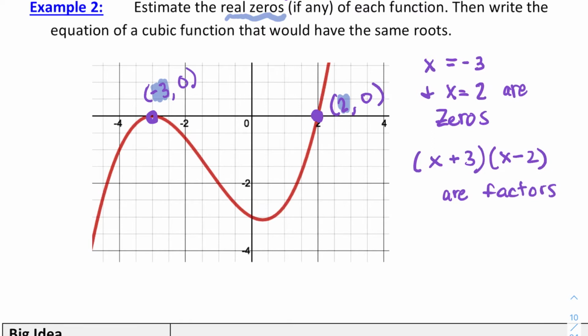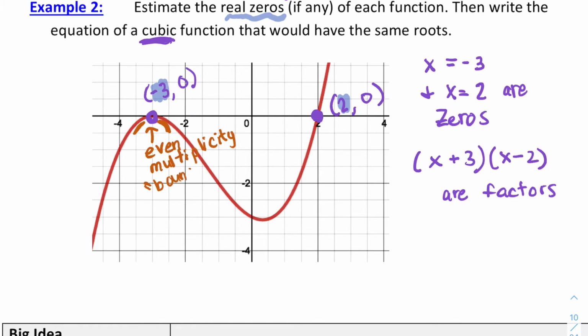And then actually, the multiplicity of my factors is important. So that's only degree 2 right now because it has x raised to the first power in it twice. If you look at the x-intercept of -3, it doesn't actually cross my x-axis there. It just touches it and bounces back.